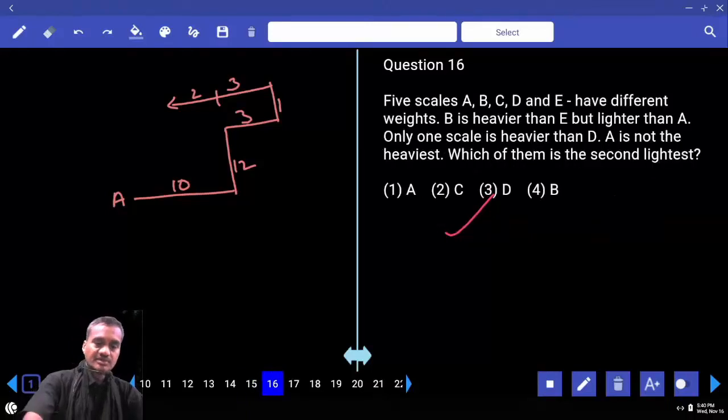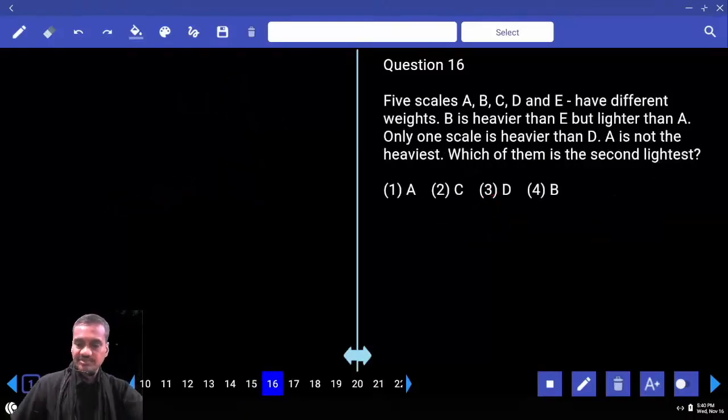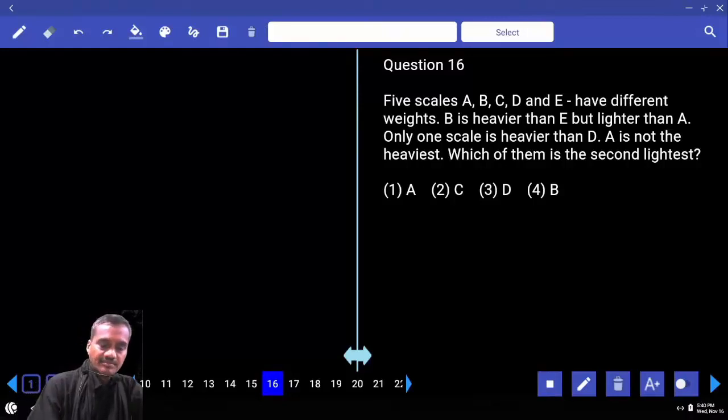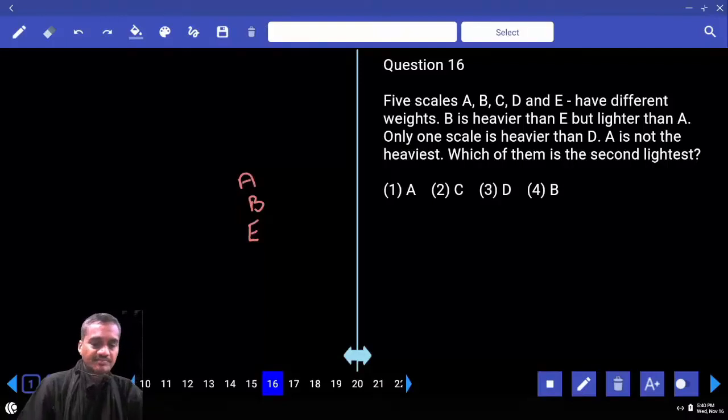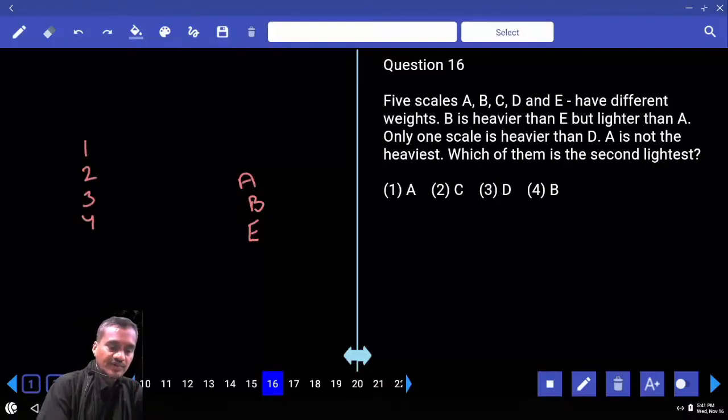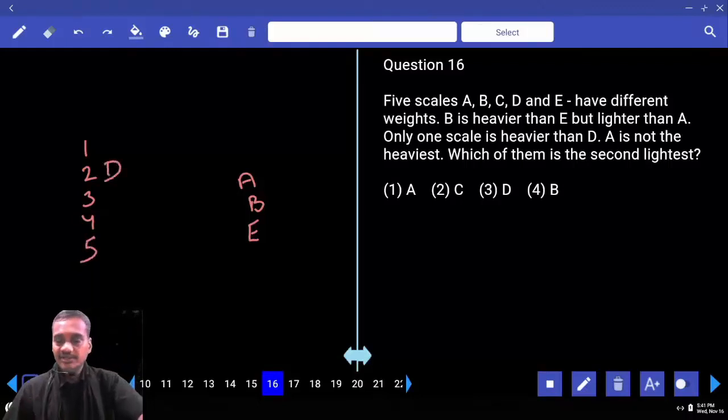Then the 16th one. There are 5 scales A, B, C, D and E that have different weights. B is heavier than E, but lighter than A. Only one scale is heavier than D. 1, 2, 3, 4, 5. There is only one scale which is heavier than D. All the remaining 3 are lighter than this D.